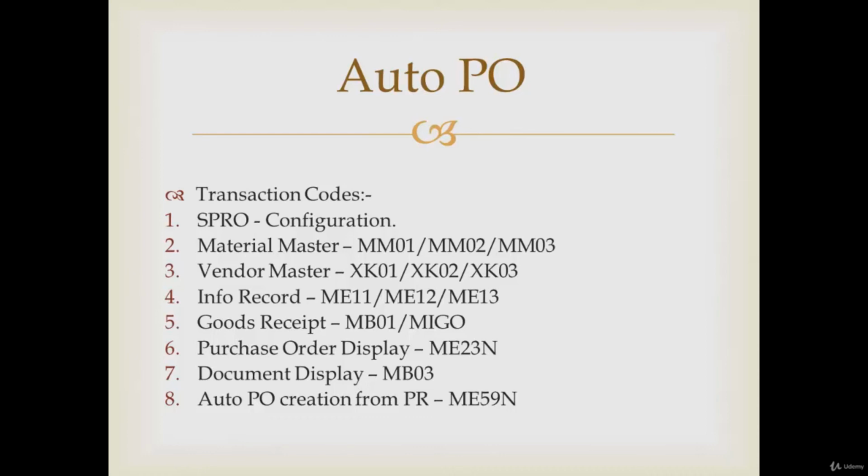I will also explain one more feature, having the auto PO from purchase requisition. The transaction code for creating the purchase order from purchase requisition is ME59N. So after doing the prerequisite checks and running these transactions, we will be able to achieve the auto PO creation in SAP.